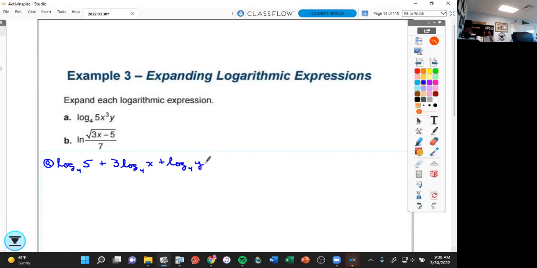I have a feeling when you're doing homework on these, you're going to miss problems because you're going to forget to put the base down. Okay. Yes. You got to push the right button.